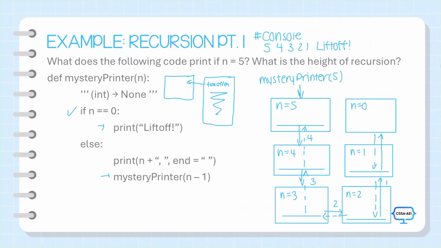So what is the height of recursion here? We don't count the first call that we made to start the function. We count how many times we called ourselves. So we called ourselves once here, then twice here, 3 times here, the 4th time here, and the 5th time here. So our height of recursion is 5.